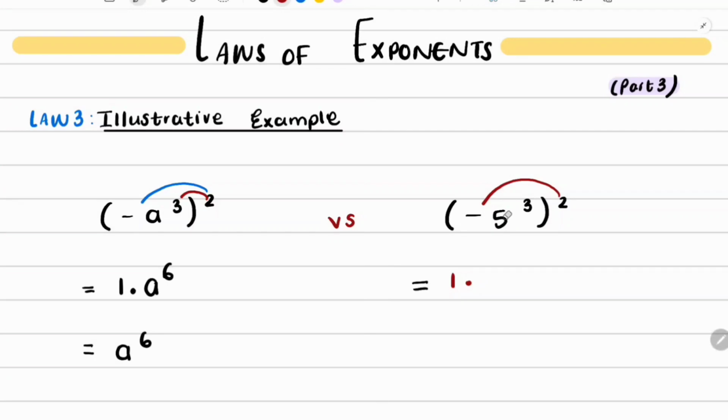Okay, and then we have the 5 raised to the power of 3, and that exponent has to multiply with that outside exponent. So 5 to the power of 3 times 3, we're going to have 5 to the power of 6. 1 times 5 to the power of 6 is just going to give you 5 to the power of 6. And 5 to the power of 6, if you put that onto your calculator, has a numerical value of 15,625.